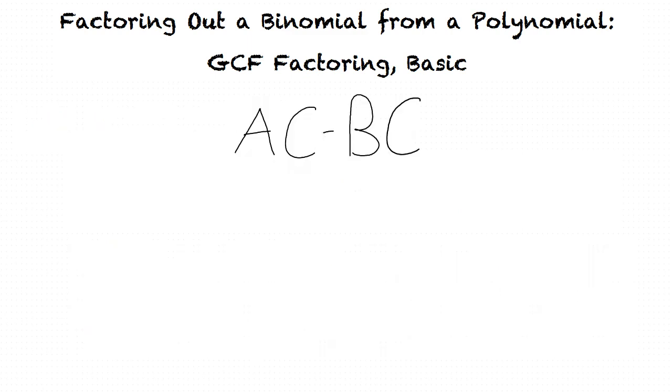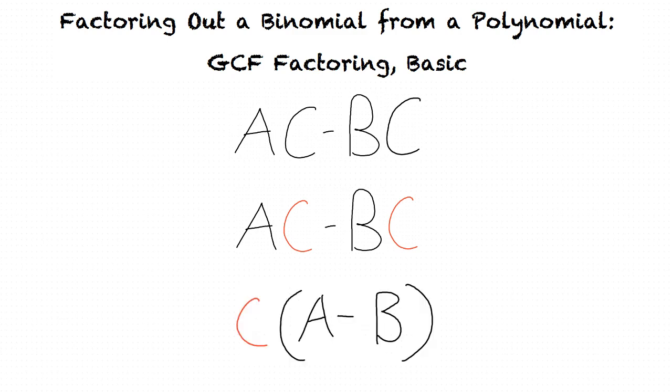Looking at our problem, we notice that both terms, A and B, contain a C attached to them. Since both terms contain a C, we can factor out the C, since it is the greatest common factor, by using the distributive property, which results in C times A minus B.